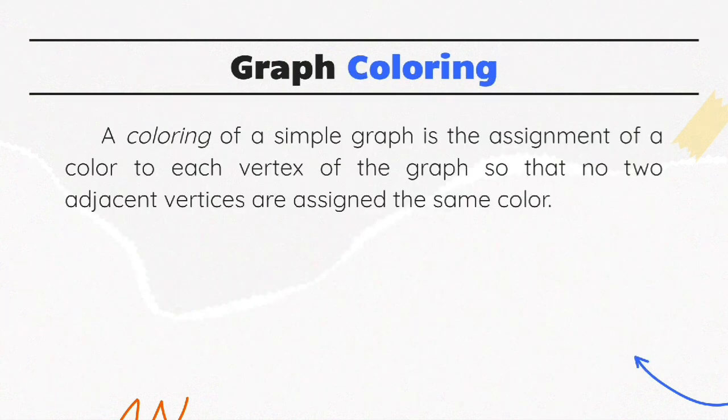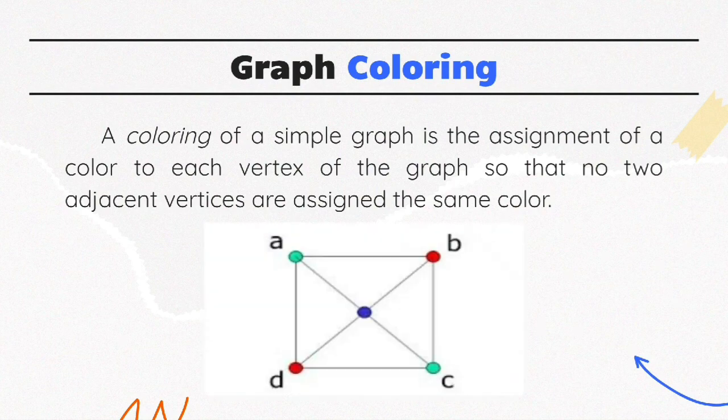Now, let's proceed to graph coloring. So class, a coloring of a simple graph is the assignment of a color to each vertex of the graph so that no two adjacent vertices are assigned the same color. Let's take a look at this example. As you can see, there are 5 vertices, A, B, C, D, and E.